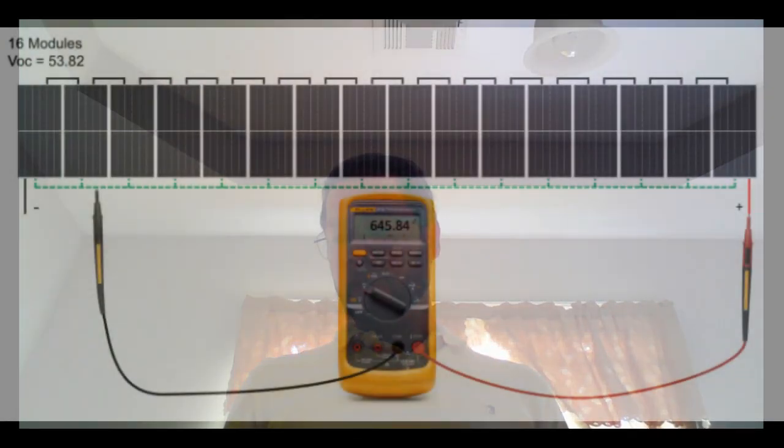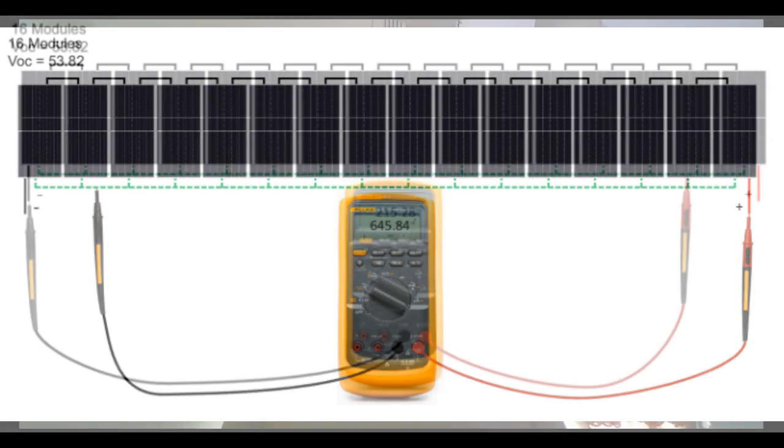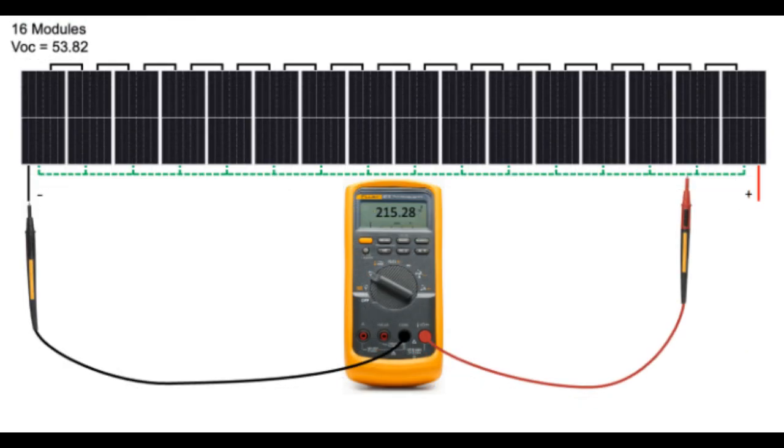Next, we measure between the positive conductor and ground and get a reading of 645.84 volts DC. Now we measure between the negative conductor and ground and get a reading of 215.28 volts DC. We expected 0 volts to ground. However, the measurements indicate voltage to ground on both the positive and negative sides of the PV string circuit.